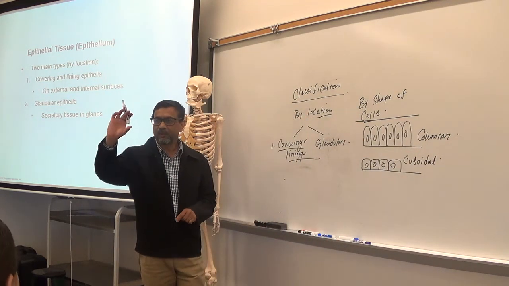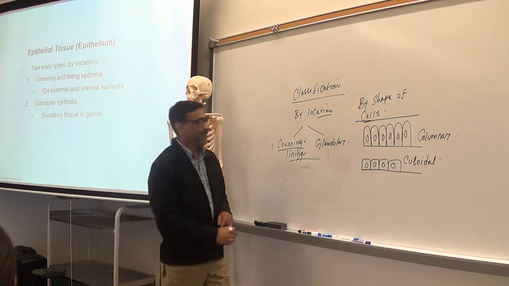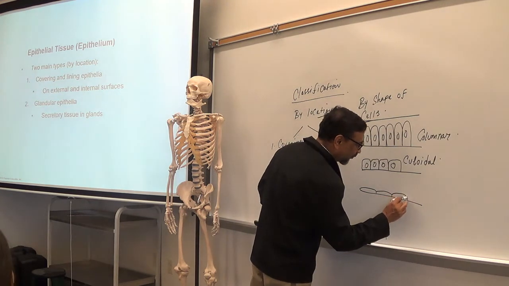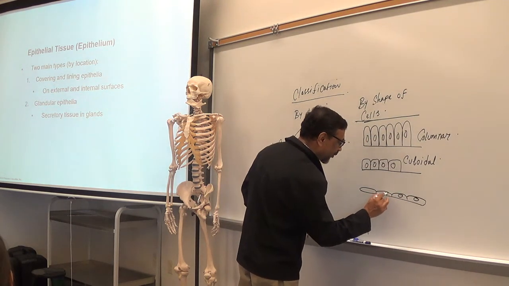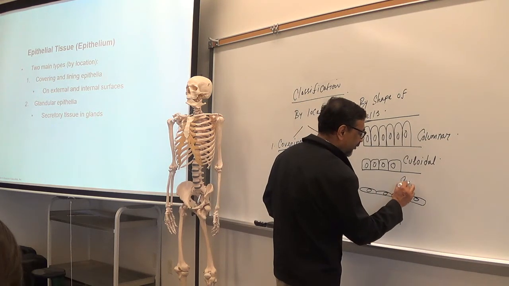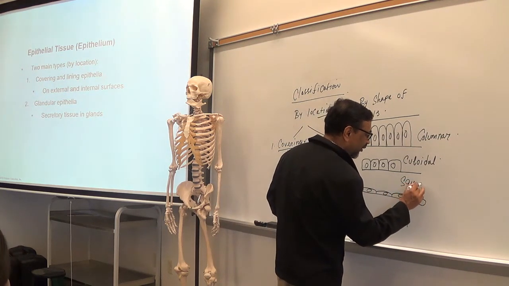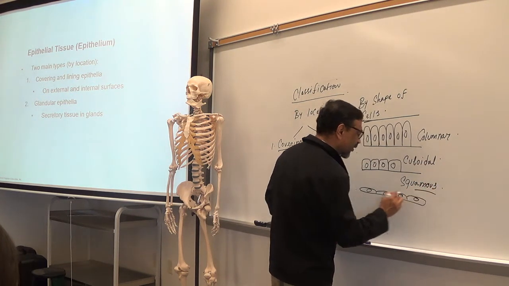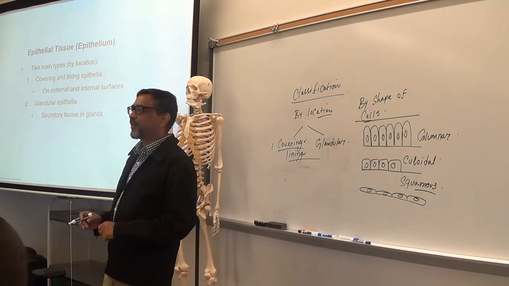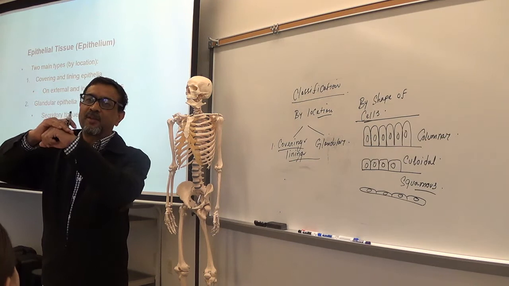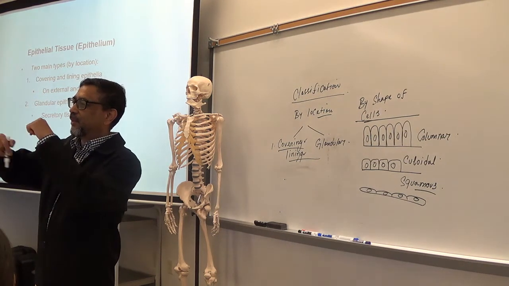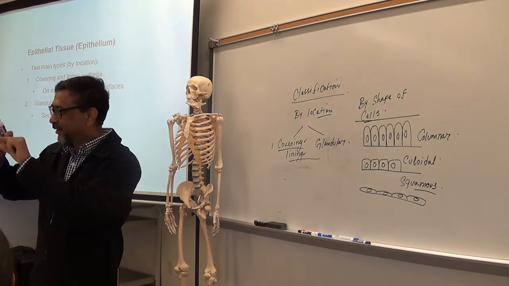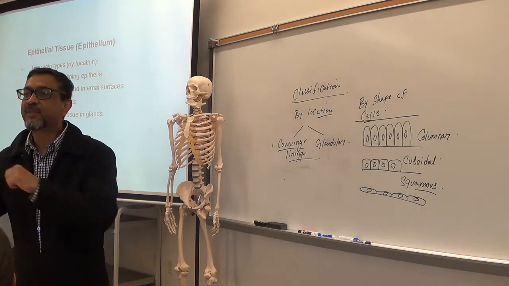Right? Cube-shaped cells. Another is what? Flat. This is called what? Everybody. Squamous. Should know this by now. I've seen the tissue long ago. Squamous. Flat. Okay? Squamous means the scale of fish. It's like flat, right? Thin scale of fish. So that is squamous.